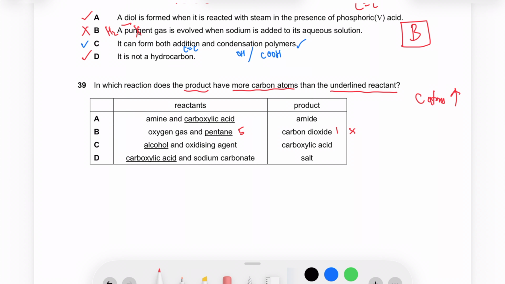Carboxylic acid and amine become amide. Possible. Alcohol oxidized. The number of carbon should remain the same. So it's no. Carboxylic acid reacts with salt. The number of carbon should remain the same as well. Okay. So the answer is A, yes. Okay, by elimination.